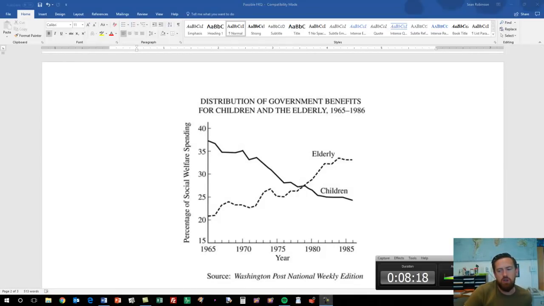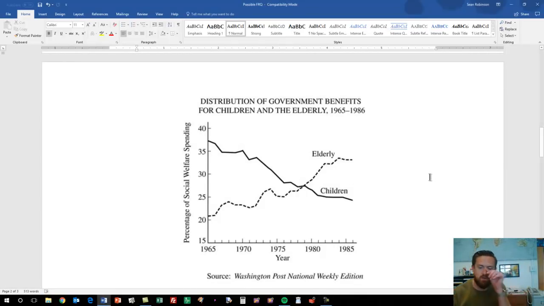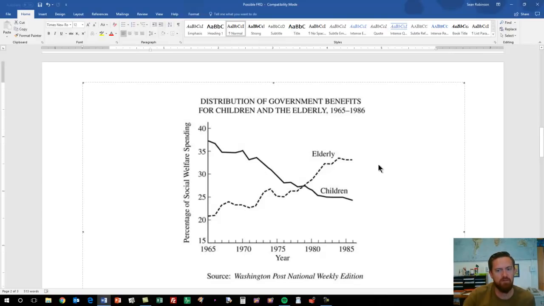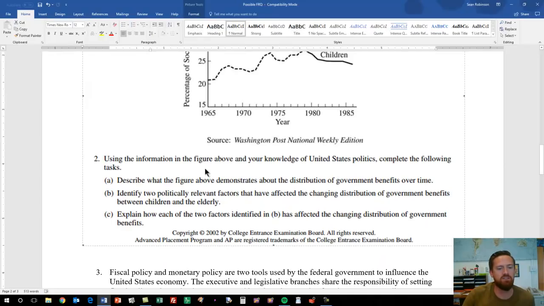Okay, look at this chart. Look at this chart before we get started with the question, and talk to your neighbor. What is this chart saying? Ready, set, discuss with your neighbor. Go. Okay, did you say that over time, older people are getting more benefits than kids? Back in the 60s, actually kids got more benefits than older people, yeah? Is that what you said? Alright. Kids are getting screwed. That's what I see. Alright, question 2.